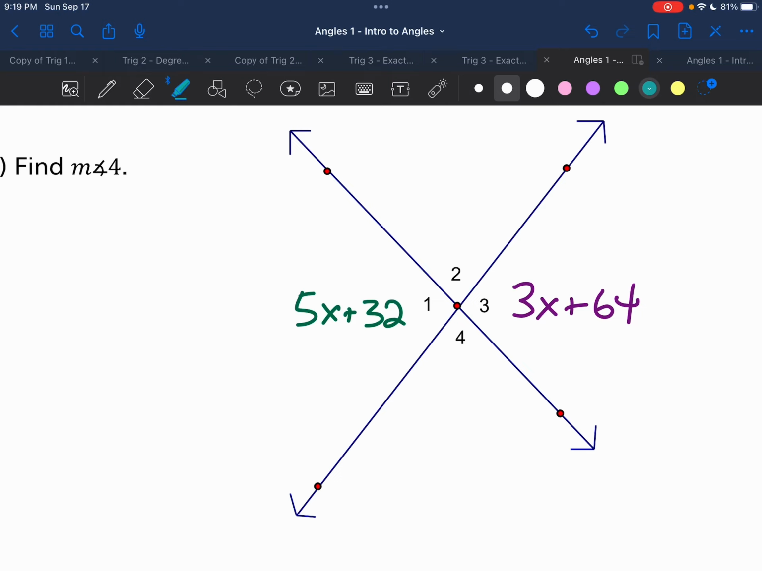I can see right now, oh yeah, angles 1 and 3 are right across the intersection from one another. That might be a horizontal line I just highlighted, but remember, those are still vertical angles because they share a vertex.